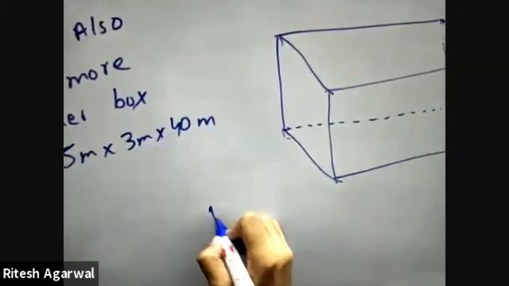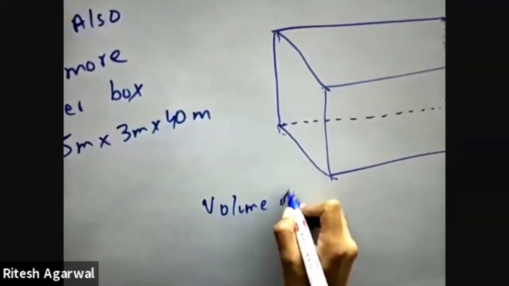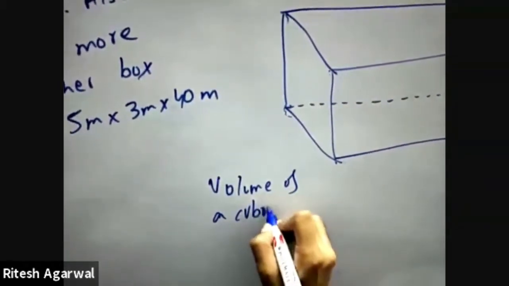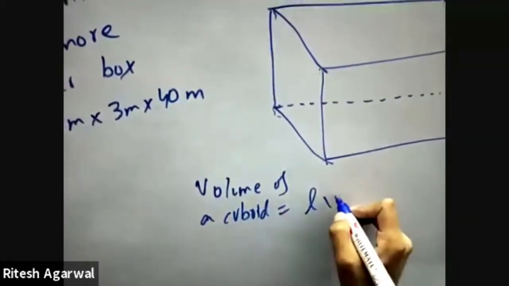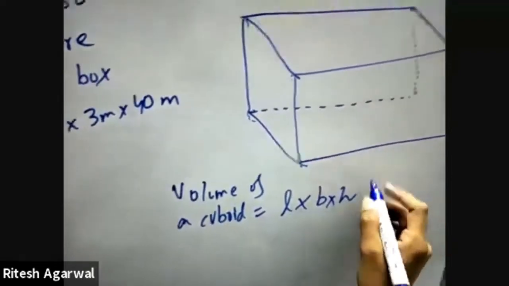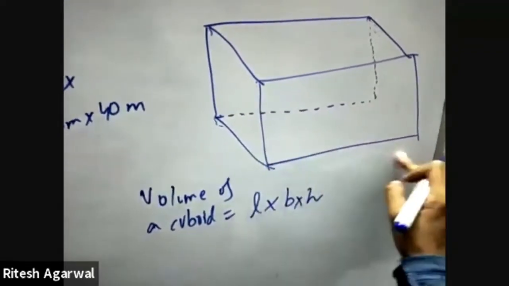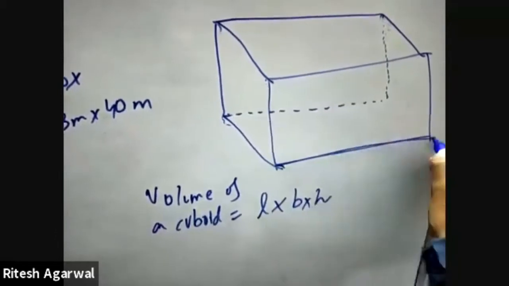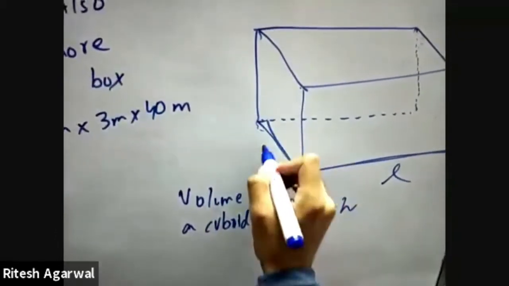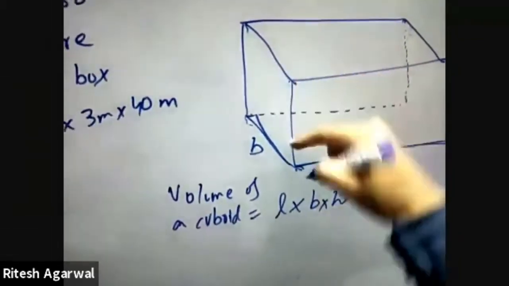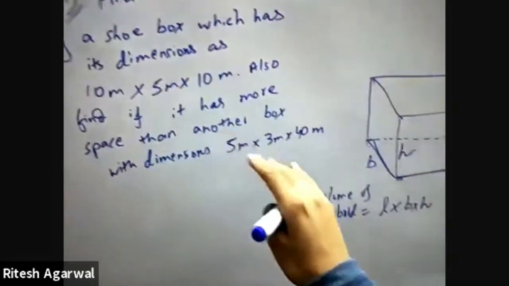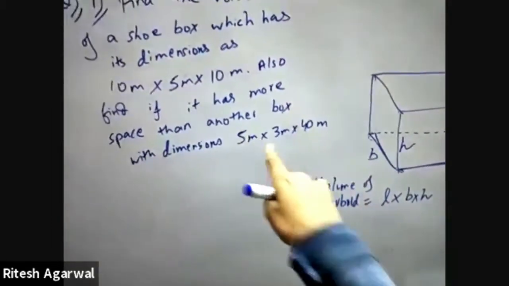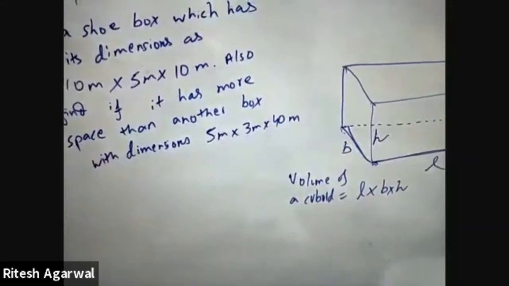Now the volume of a cuboid is length into breadth into height. The longer side is called length. This is length, this side is breadth, and height is always the vertical side. So if you multiply length into breadth into height, you will get the volume of the shoebox, and then you find the volume of the other box.